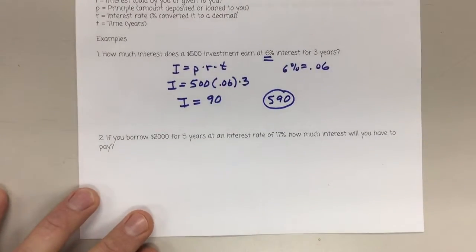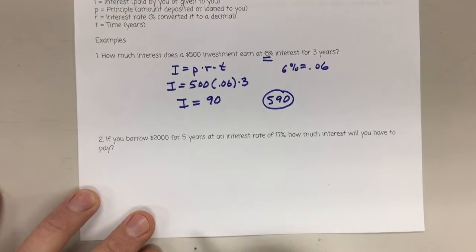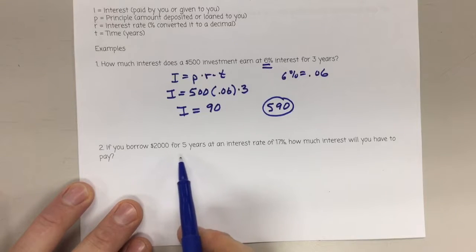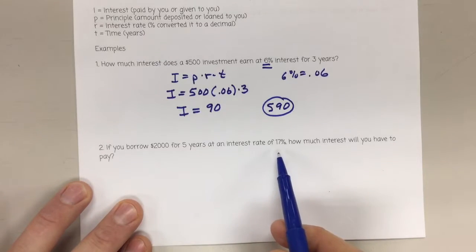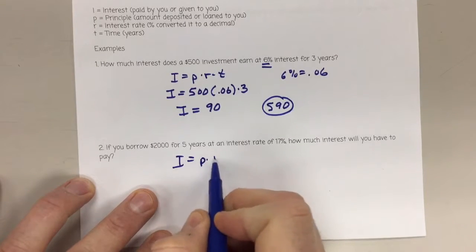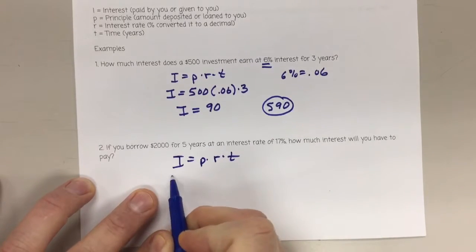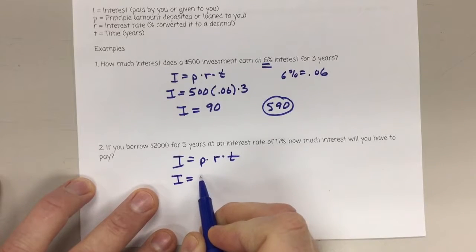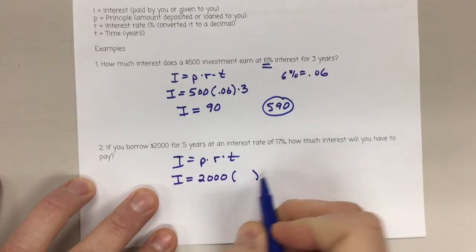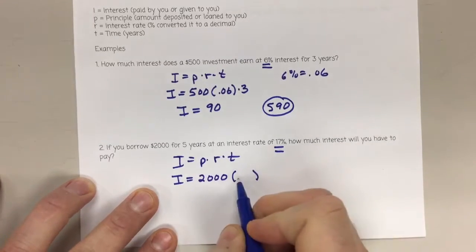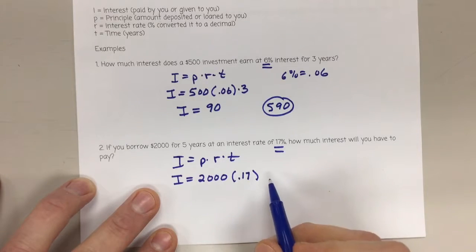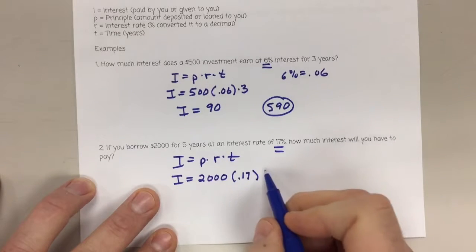Another way interest can affect you is if you borrow money from a bank, either with a credit card or a loan. If you borrow $2,000 for 5 years at an interest rate of 17%, how much interest will you have to pay? Well, it's the same equation. So interest equals the principal, which is my starting amount, which is the $2,000, times the rate. I need to turn 17% to a decimal. And then the T stands for time, and that's 5 years.